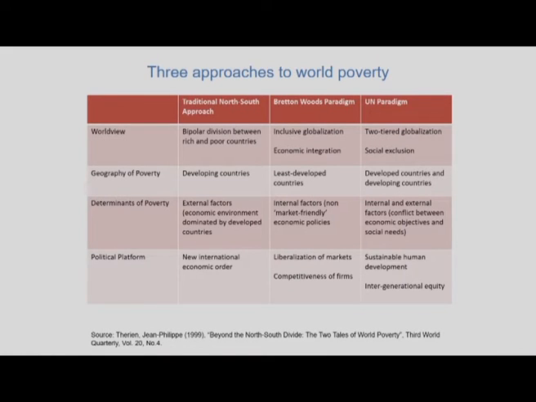Now, to sum up this discussion on this new approach to world poverty, where the global north, global south divide is being underplayed, there are three approaches followed by scholars across disciplines to study world poverty. One is the traditional or north-south approach, second is the Bretton Woods paradigm, and the third is the UN paradigm, as I have already discussed. First is the worldview. The traditional north-south approach has the worldview that the world is divided between rich countries and poor countries, the rich countries being the global north and the poor countries being the global south.